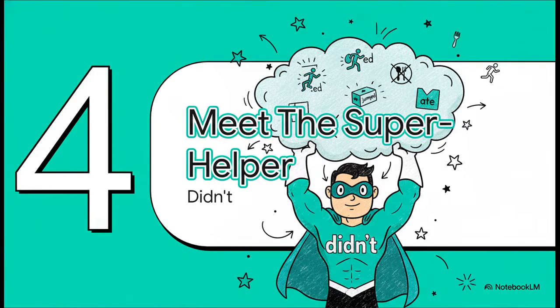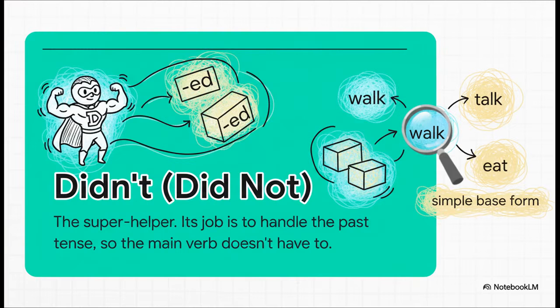And here it is. Everybody meet didn't. This one little word is the absolute key. It's short for did not, of course, and it is here to completely save the day. So what does it do? Think of didn't as the super helper that flies in and says to the main verb, hey, you, relax. I've got this. I'll handle the whole past tense thing and the no part. You just go back to being your regular self.